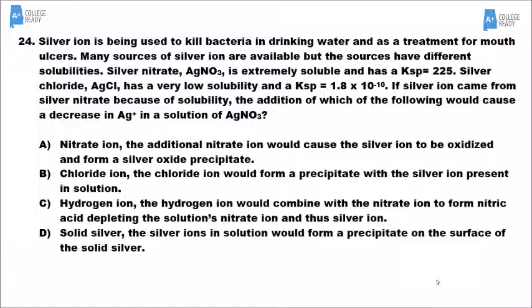It's a strong acid. Adding a solid doesn't affect equilibrium. The silver is just going to sit there. It's not going to affect how much silver ion is in solution.